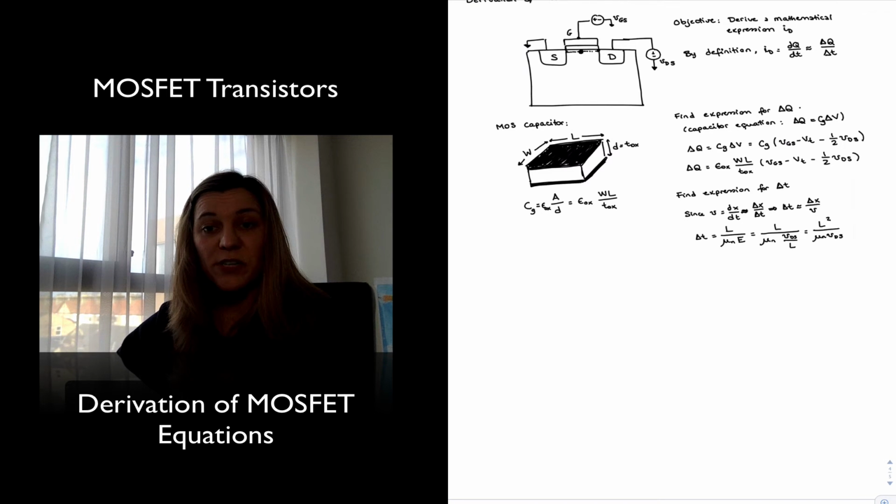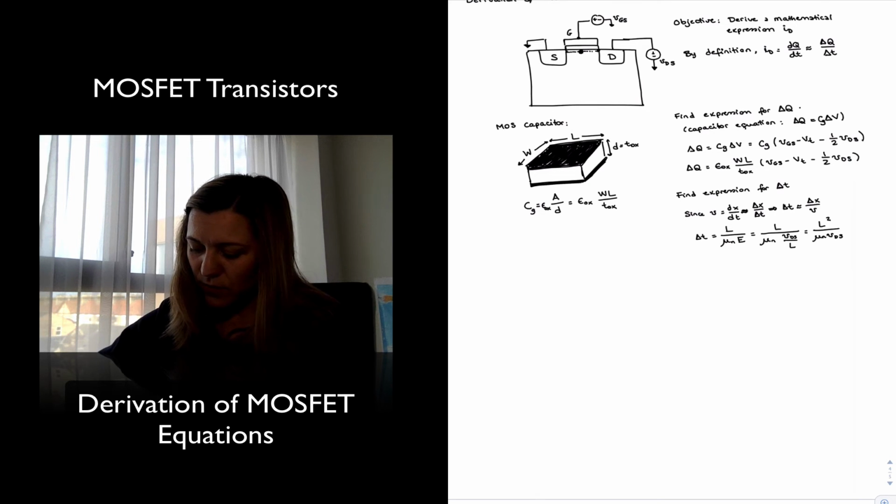Notice VDS represents the VDS voltage, so it's got nothing to do with the velocity. The velocity is the drift velocity. I'm going to just make a note here. So v equals drift velocity, so it's not confused with any voltage.